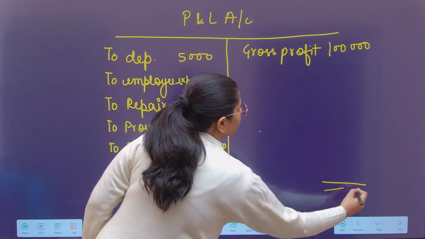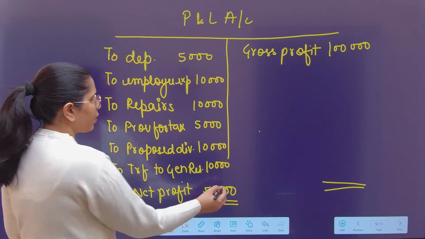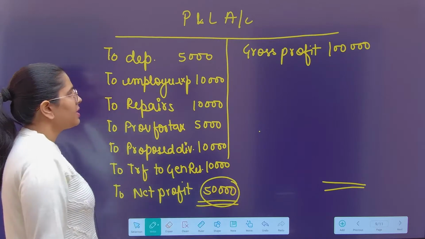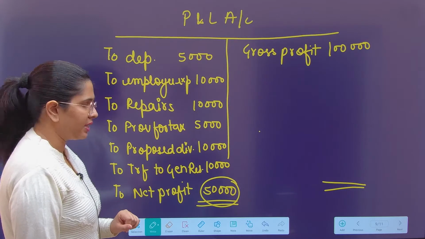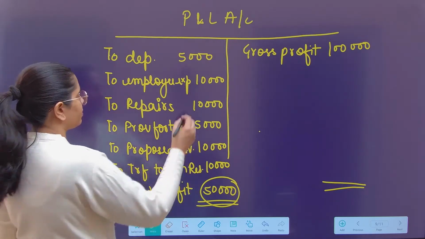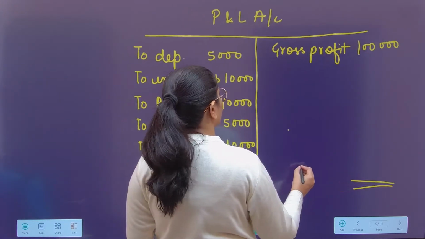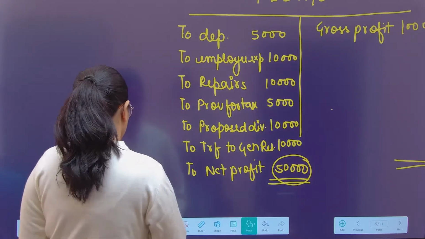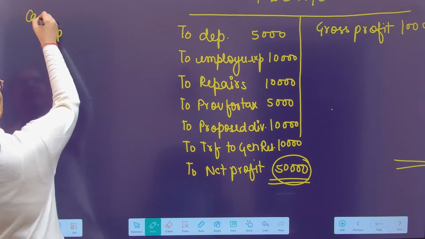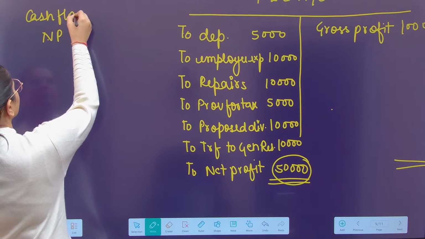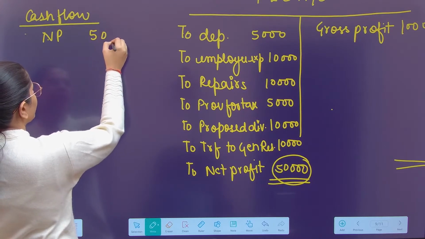Now see over here. This profit of 50,000 has non-cash items as well as non-operating items in it. So what I will do is, just see what I am going to do. I will write my net profit here. This is the cash flow calculation, right? I will write my net profit 50,000 over here.